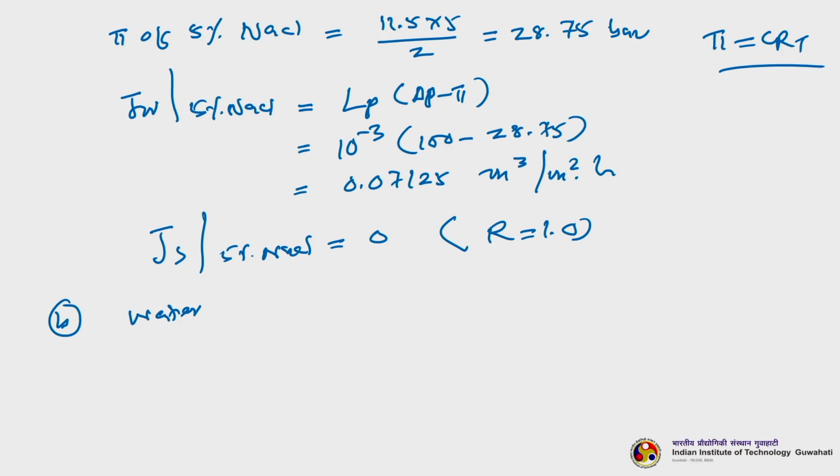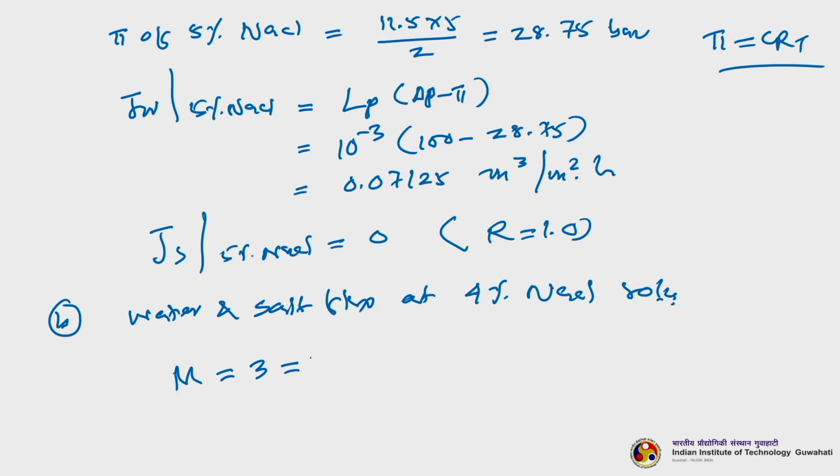So, let us see the water and salt flux at a 4% NaCl solution. Here the concentration polarization M is given as Cm by Cb, which is 3. So you can calculate Cm: Cm equals 3 into Cb. Cb is given as 4% sodium chloride, so here Cm is 12%.